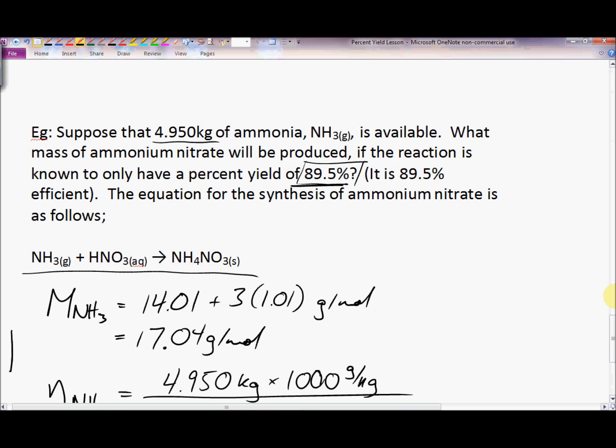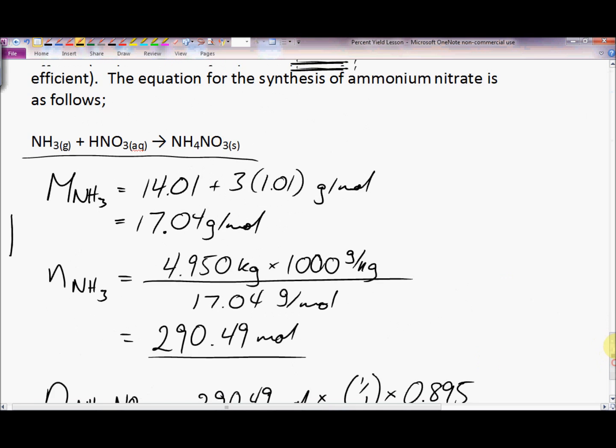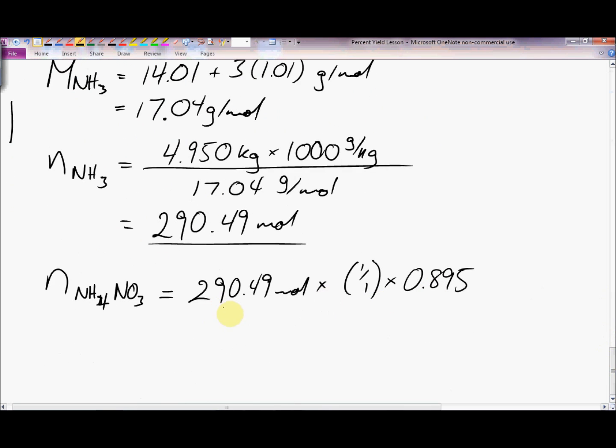So in this calculation line here, instead of just multiplying by the molar ratio, I'm also going to multiply by 0.895, our percent yield. I've taken 89.5 and divided by 100, which gives me 0.895, and I'm going to multiply by that. That's how many moles are actually yielded of the ammonium nitrate. So that works out to be 259.99 moles. I'm carrying more significant digits than I really need to at this point, but that's okay. More is better until we get to the very end.